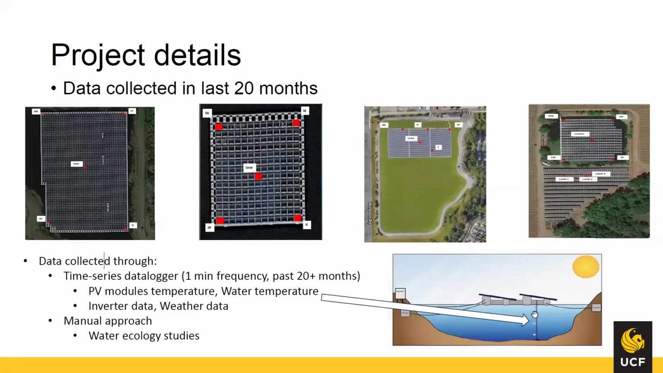For the water temperature, we set up sensors underneath the PV array. As you can see here in the picture, it goes from the top of the structure, close to the structure, to the bottom of the lake or pond. We measure the water temperature at three levels: close to the water surface, the medium, and the bottom. Other data we get from the site owners is the inverter data and also the weather data, and we collected that as well.